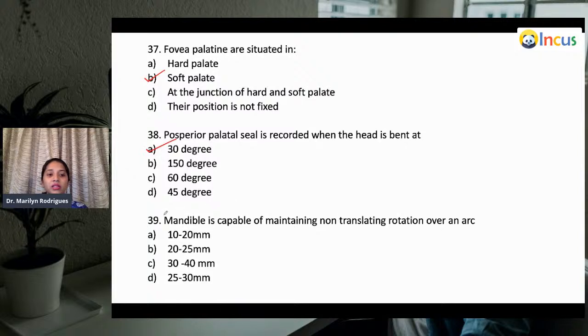Question number 39, mandible is capable of maintaining a non-translating rotation over an arc. Basically they're trying to ask you how many mm of opening you will expect when your condyle is only rotating in the fossa. The answer to this is B, 20 to 25. When it is only rotating, it is around 20 to 25. If it's more than 25, that means it is translating.